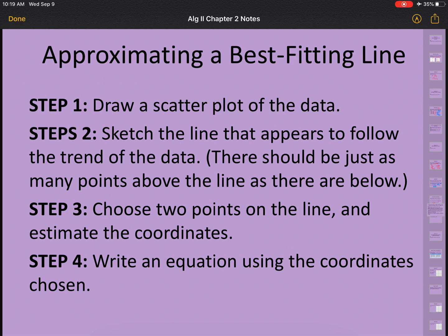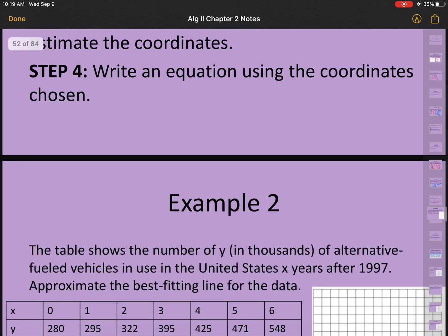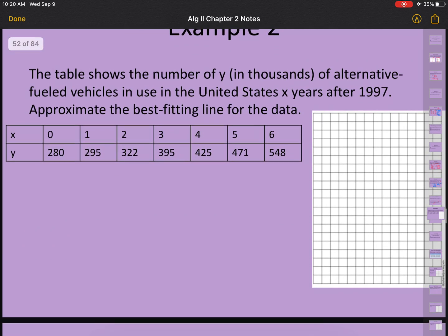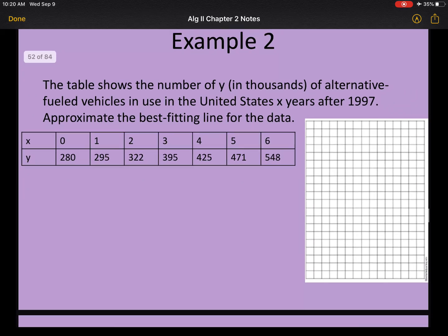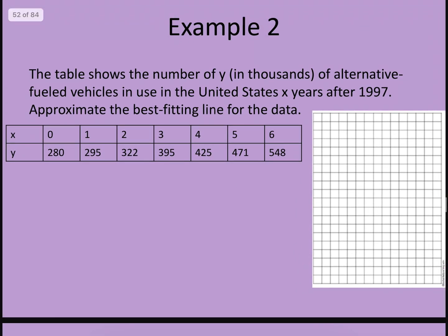Okay, and then step 4 says write an equation using the coordinates chosen. So we did that back in section 2. You find the slope between those 2 points and then use one of the points and that slope to make an equation, to find the equation of that best fitting line. So what we're going to do now is try to do an example of that.